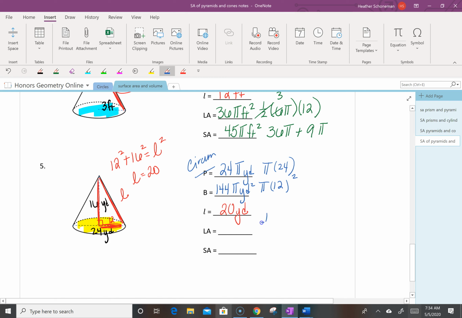Now you can find your lateral area. Your lateral area is 1/2 times the perimeter times the slant height. Take half of one of them, so we get 240 pi yards squared. Total surface area includes the bases. Lateral area does not. So we're going to take the lateral area, which is 240 pi. We only shaded one base. That one base has an area of 144 pi. So now we can add the two things together. So 240 plus 144 gives us 384 pi yards squared. And that's it.